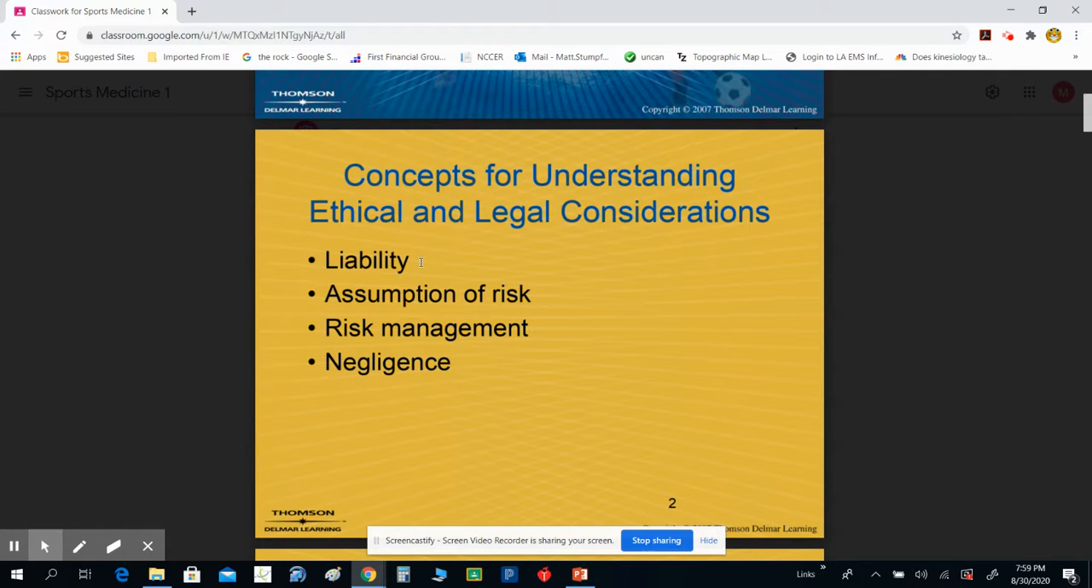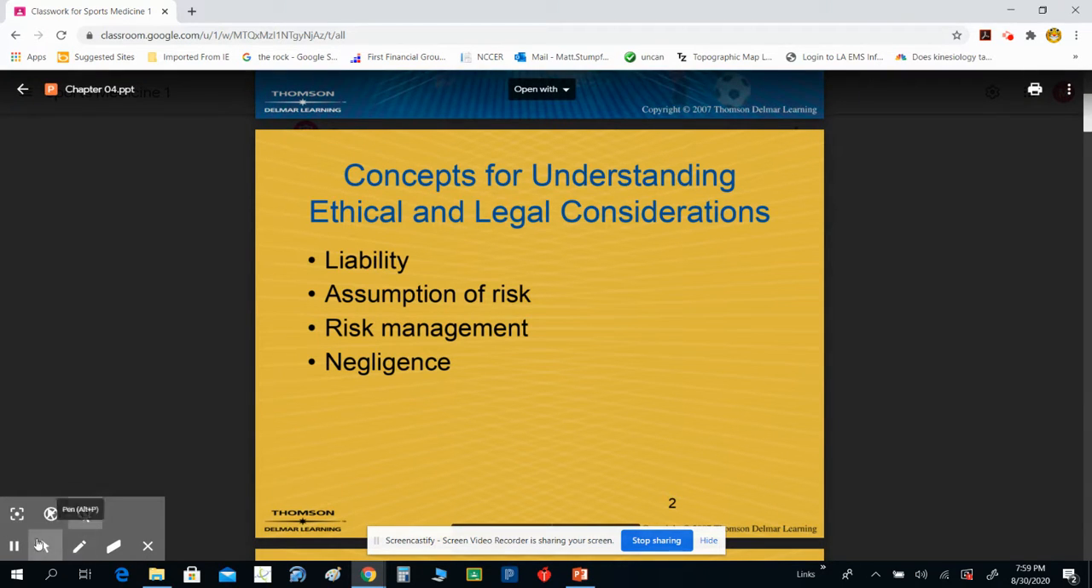Assumption of risk. This is something that we usually have athletes fill out a form about that says that they understand that there's a risk with playing this sport and there is a good chance that something could happen. So that's what an assumption of risk is.